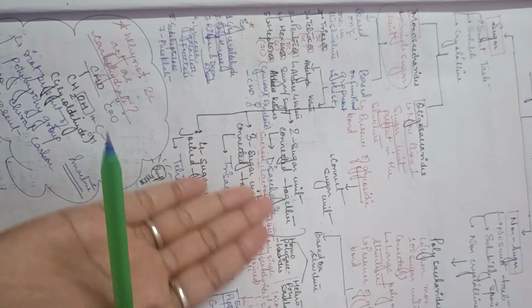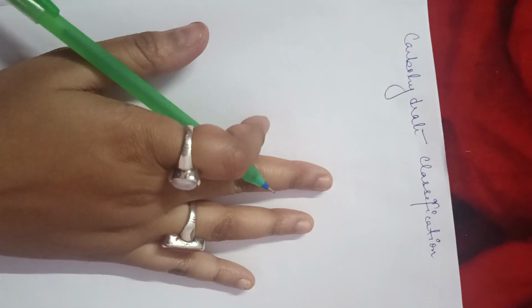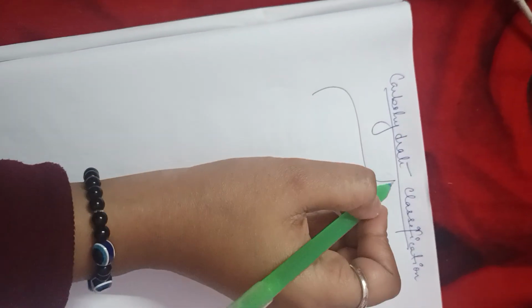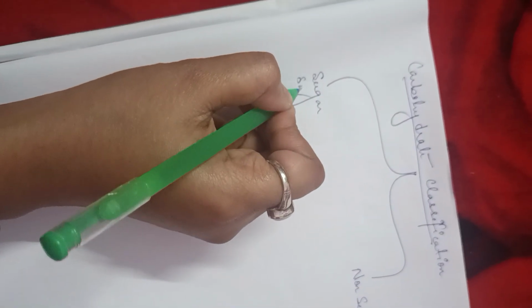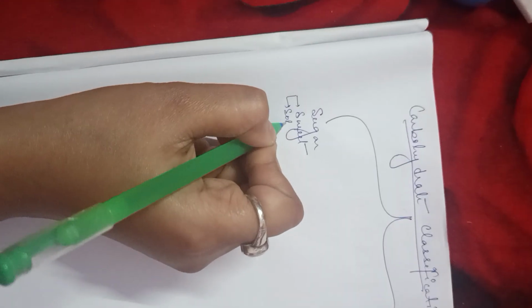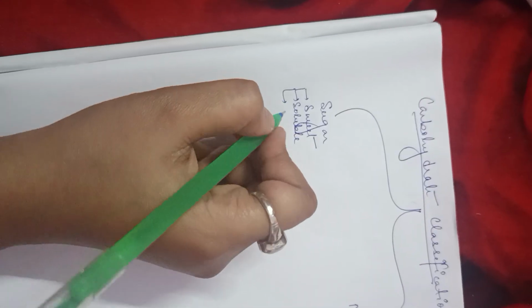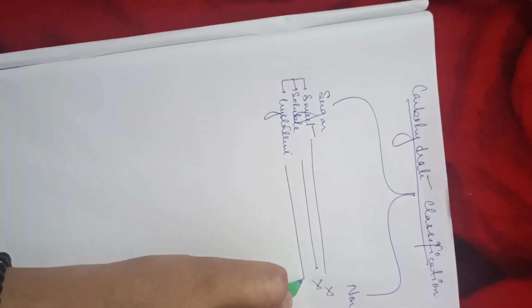Let me simplify this in the copy by writing it. Carbohydrate classification. Like me, you need to maintain a rough copy. If you do not practice biochemistry like this, you will not be able to pass. So carbohydrate classification is of two types: one is sugar, other is non-sugar. Sugar: sweet, soluble, crystalline. And non-sugar is just the opposite.